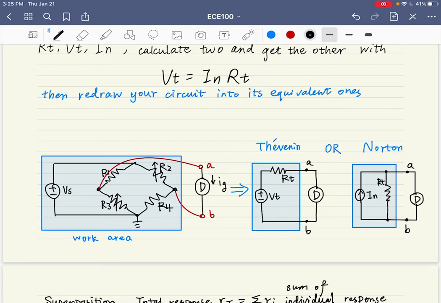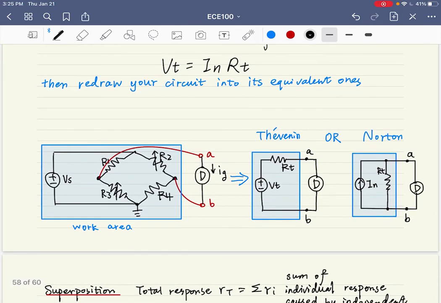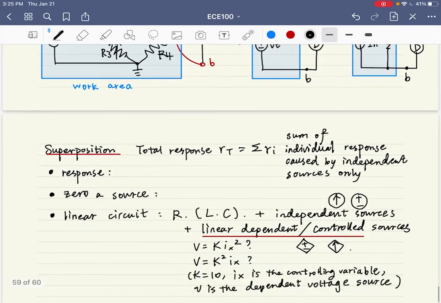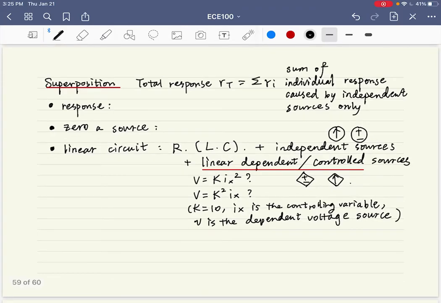Superposition means the total response, RT, is equal to the sum of Ri, the sum of individual responses caused by independent sources only. So what is the definition of response? That means the voltage or current of an element driven by an independent source. And what do we mean by zeroing a source? Make a current source open circuit and make a voltage source short circuit.